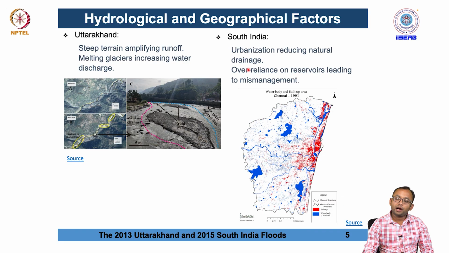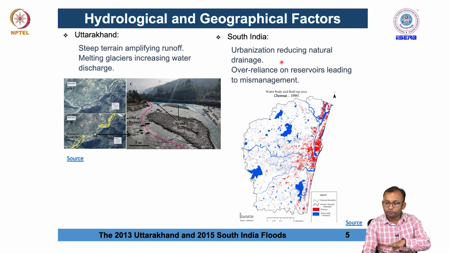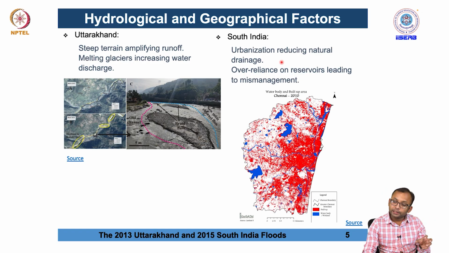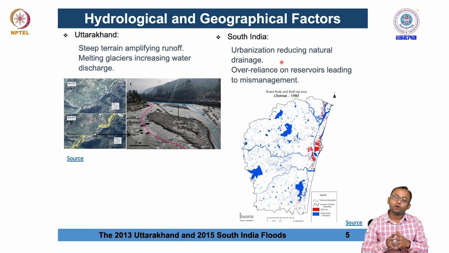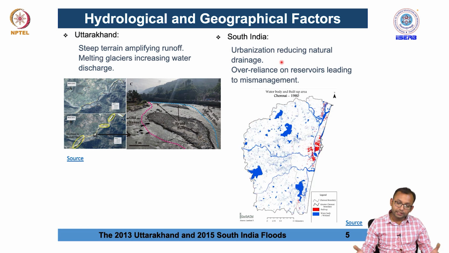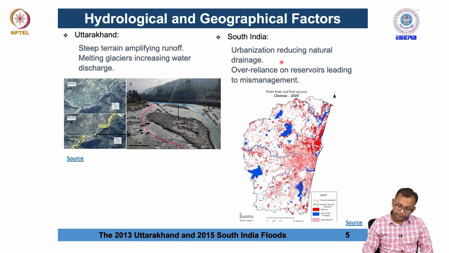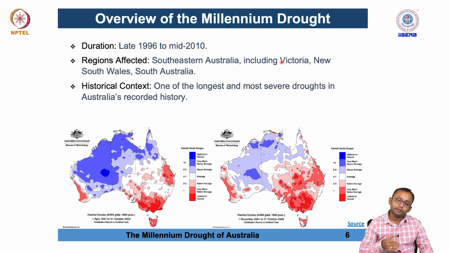In the southern Indian part, urbanization, reservoir operation, encroachment of water bodies, and over-reliance on the reservoirs led to mismanagement, and all those factors work together. That is basically how we have seen the results of these two different catastrophic events.